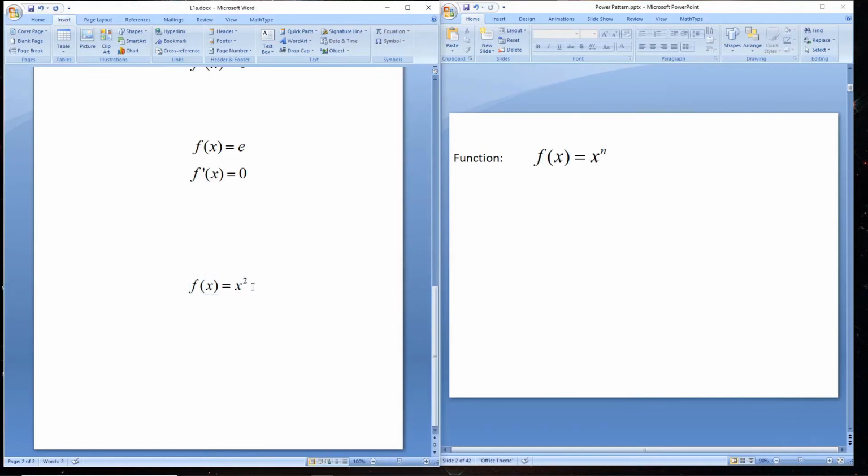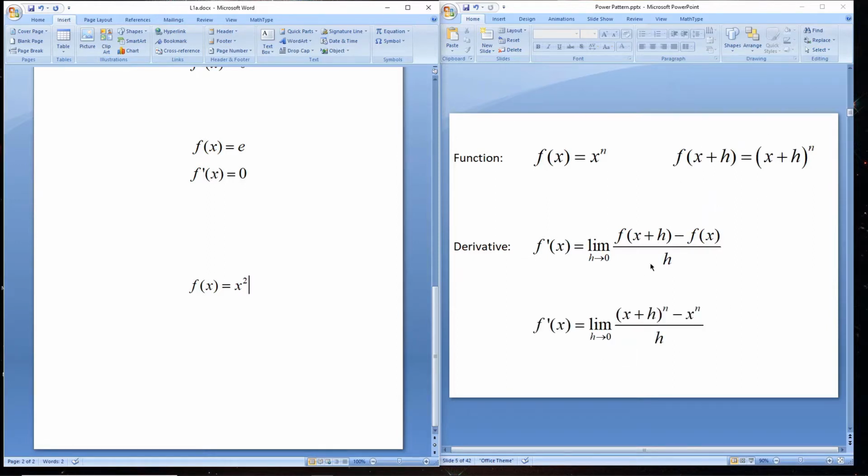What is the derivative of a function of x raised to some power? That's what we want to find. And here's our derivative definition. And the first thing we need with the derivative is f of x plus h. And so I'll just put that over here. And this is the hard part for this limit.